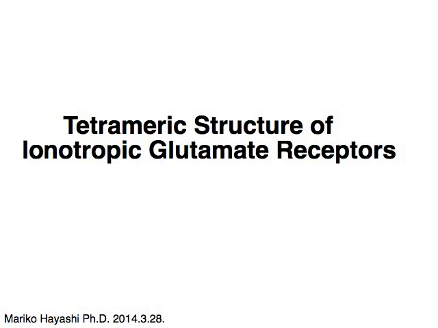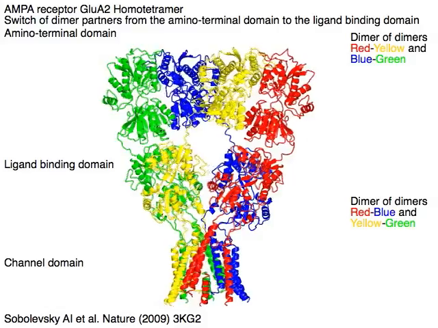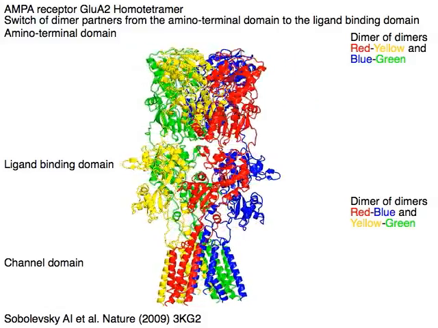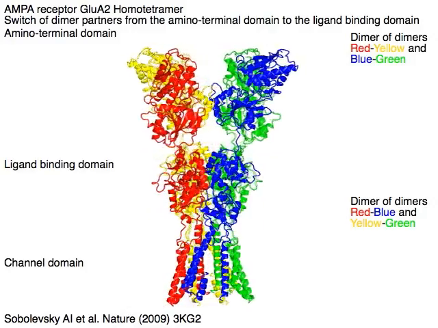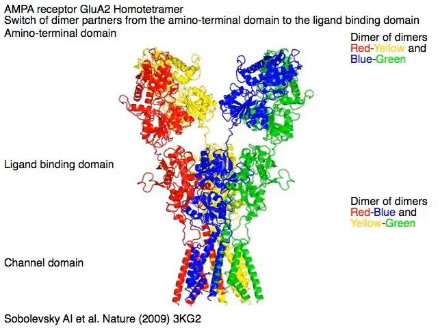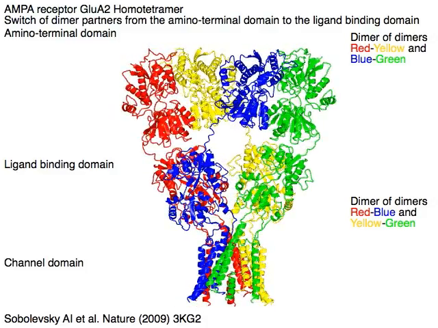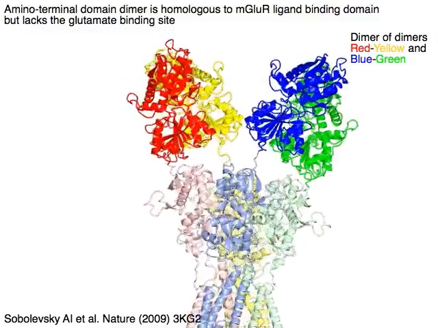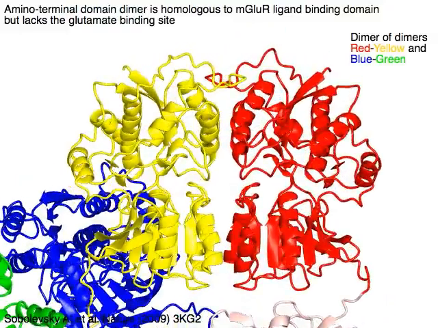Tetrameric structure of ionotropic glutamate receptors, AMPA receptor GluA2 homo-tetramer. Switch of dimer partners from the amino-terminal domain to the ligand-binding domain. Red, yellow and blue-green pairs at the amino-terminal domain at the top, red, blue and yellow-green pairs at the ligand-binding domain at the center. Amino-terminal domain dimer is homologous to mGluR ligand-binding domain but lacks the glutamate binding site.